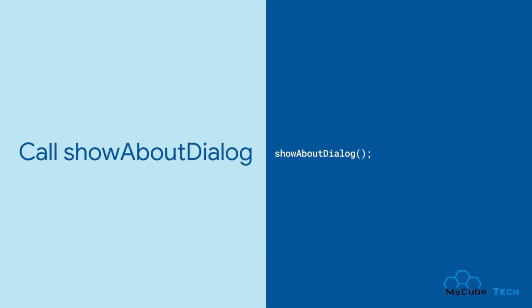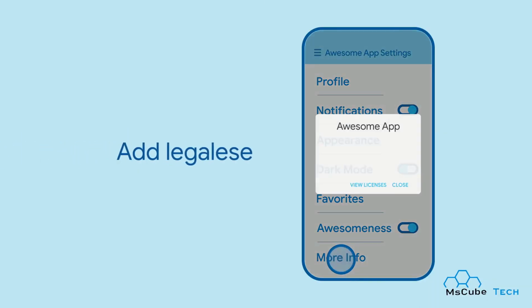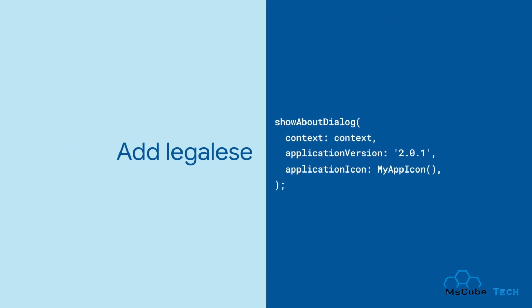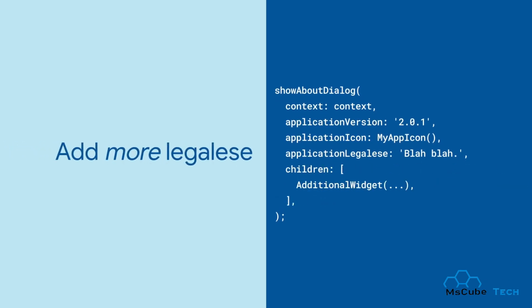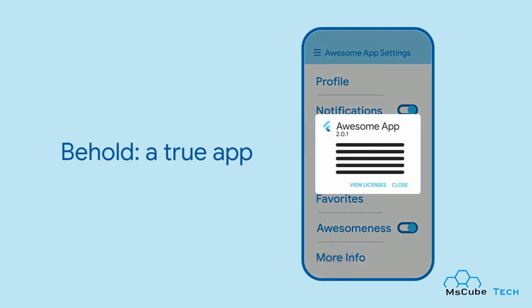Then, just call showAboutDialog. You have to give it a build context, this will probably be the current one, and the rest of the arguments are optional, but without them, the show dialog doesn't show much. You can provide the version number, the application icon, and small print legalese. You can also put any number of additional widgets into a list of children, like so. Now your app looks more real, doesn't it?